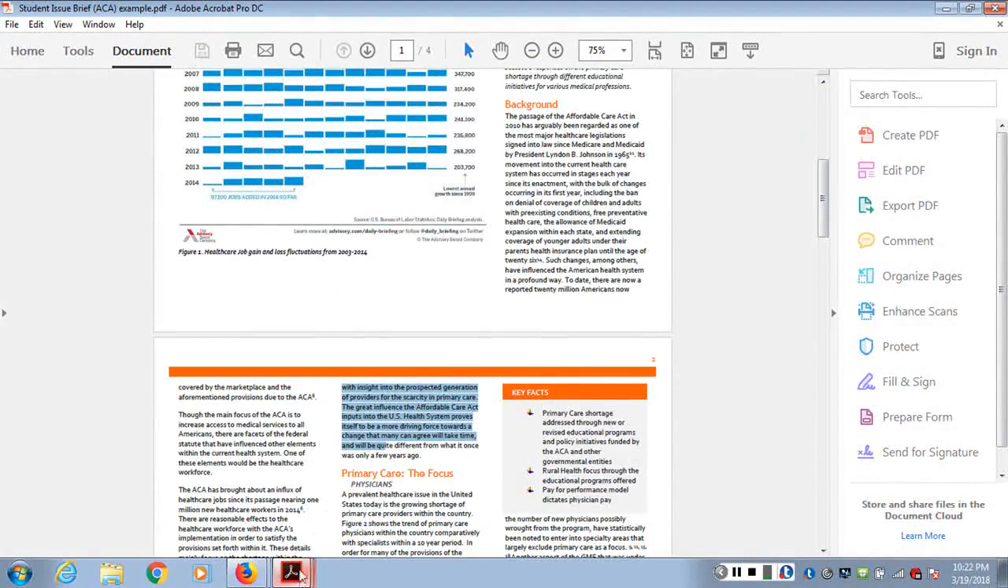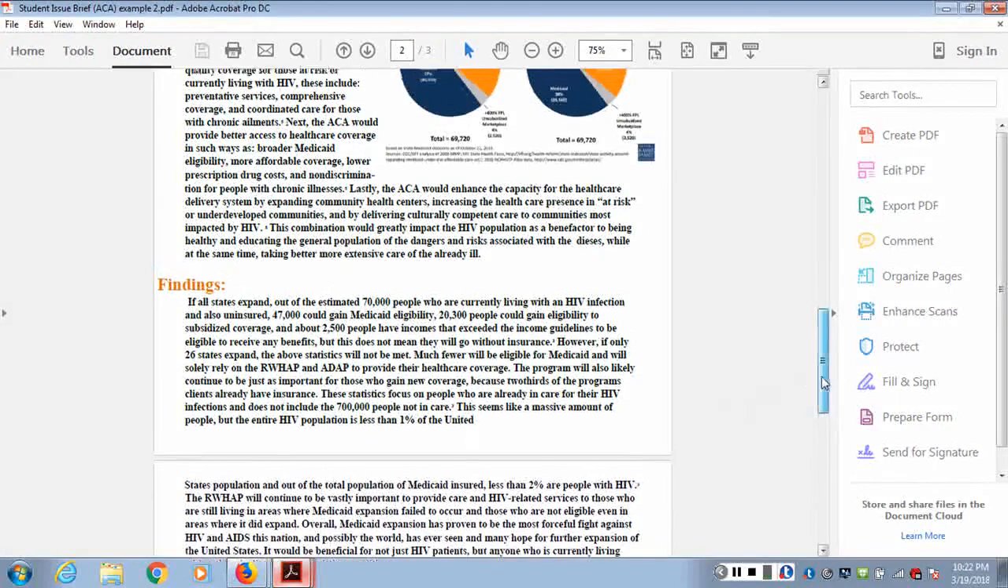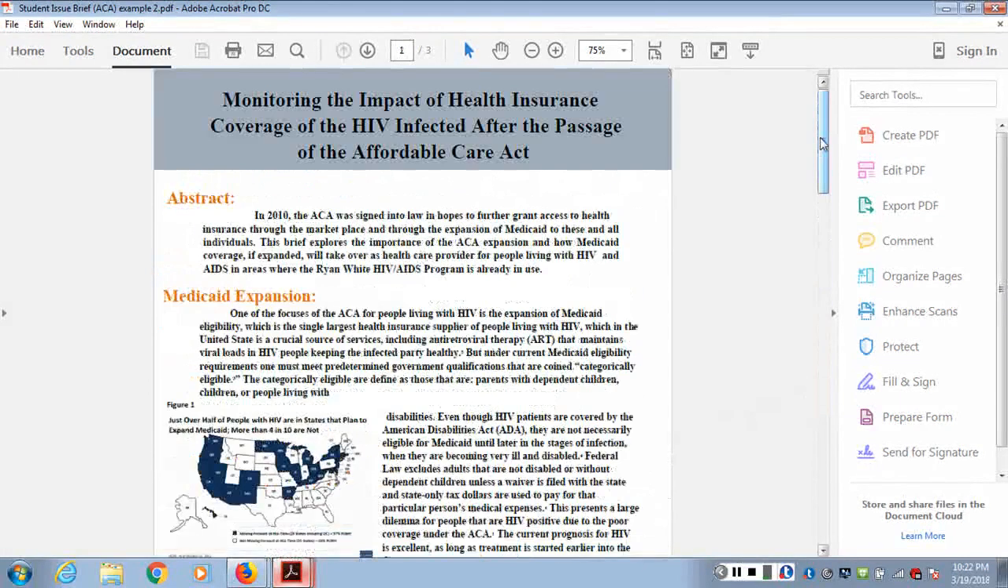Now that's one student example. Again, that's available on D2L for you. Another student example I want to show you is another way a student laid theirs out, which is perfectly acceptable. I just wanted to give you two different aspects on how students have approached this issue brief assignment in the past. So this particular person, he wrote about the effects of coverage for HIV infected persons in the Affordable Care Act.